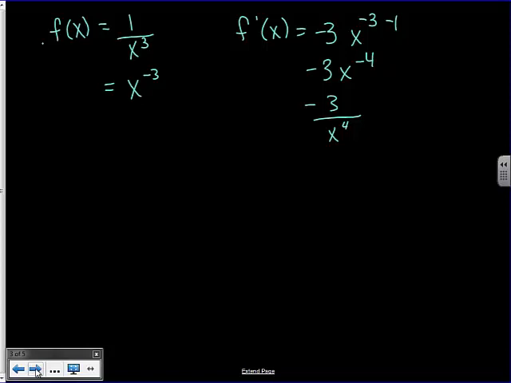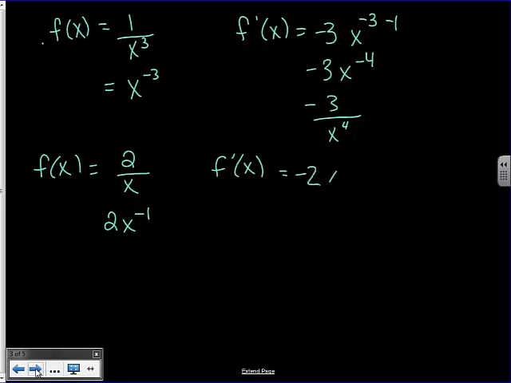So what if I gave you something like this? What if I told you f of x equals 2 over x? Well, again, I would want to rewrite that, and I would rewrite that as 2x raised to the negative 1. So I have f prime of x is negative 1 times 2 is negative 2, x to the negative 2. Again, negative exponents are improper, so it's negative 2 over x squared.